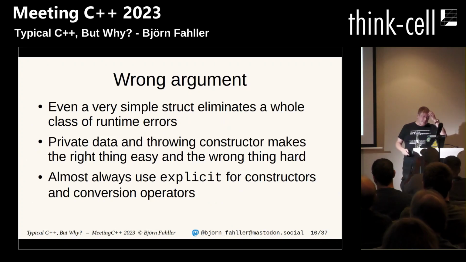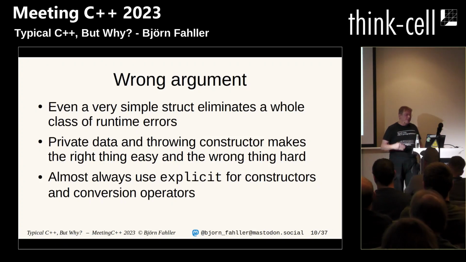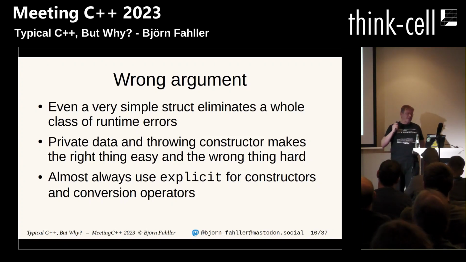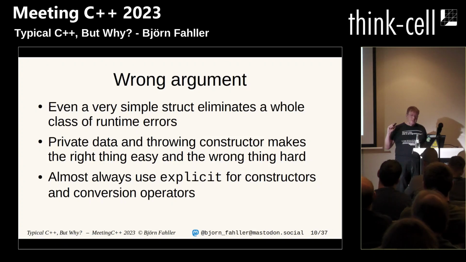So to summarize, even a very simple struct just completely eliminates a whole class of runtime errors. You get a compilation error instead. And private data and a throwing constructor makes the right thing easy and the wrong thing hard, which is exactly what we want. And almost always use explicit for constructors and conversion operators. Almost always. There are exceptions, but they are rare.